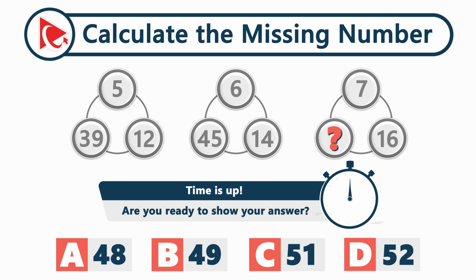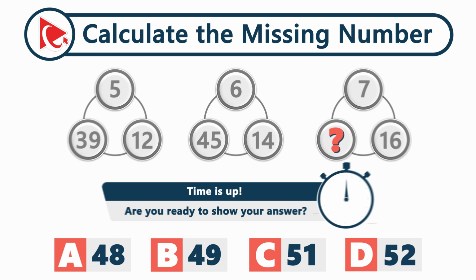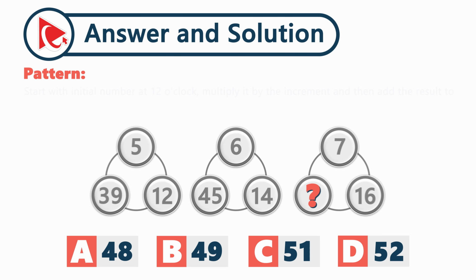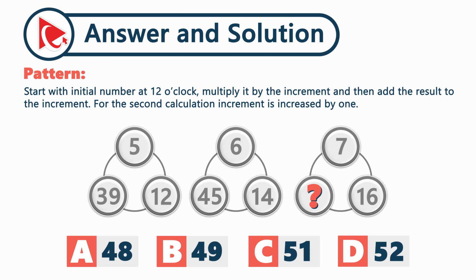Time's up. Are you ready to show your answer? I hope you found your solution. So let's compare our answers. You need to start with initial number at 12 o'clock, multiplied by the increment, and then add the result to the increment. What makes it a little tricky is that for the second calculation, increment is also increased by 1.